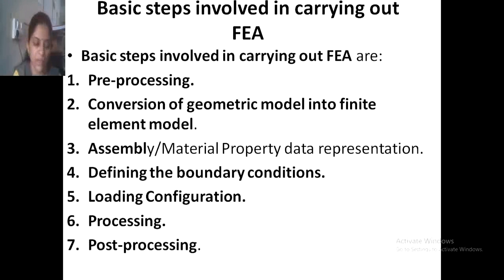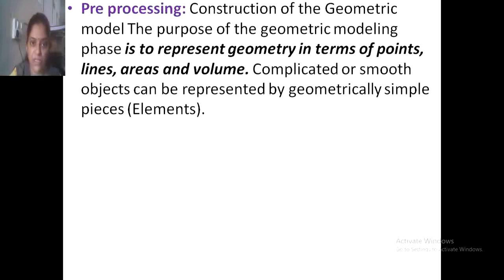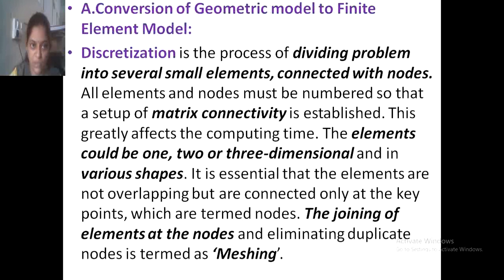From the last session, we covered pre-processing, then conversion of geometric model into finite element model, then assembly and defining the boundary conditions. In pre-processing, the geometry is in terms of points, lines, areas and volumes. Conversion of the geometric model to the finite element model is dividing the problem into several small elements connected with nodes. That is nothing but the matrix connectivity.